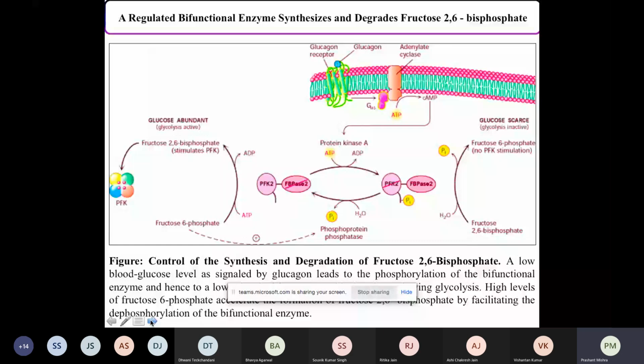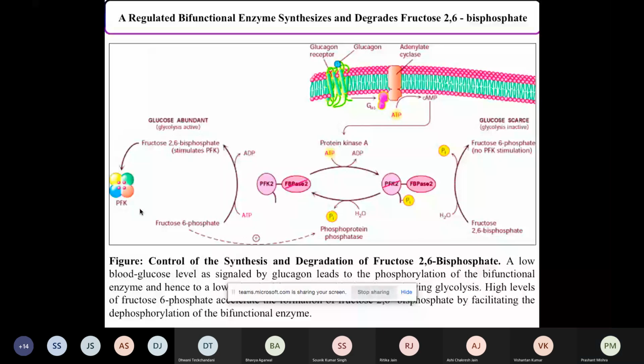But think in this way. A very simple thing you can think about is that when glucose concentration is high, it should be metabolized, and when it has to be metabolized, you should have a high concentration of fructose 2,6 bisphosphate. Once it is there, then only it will activate phosphofructokinase, and once it activates phosphofructokinase, then phosphofructokinase will form fructose 1,6 bisphosphate, and that will go for further metabolism.